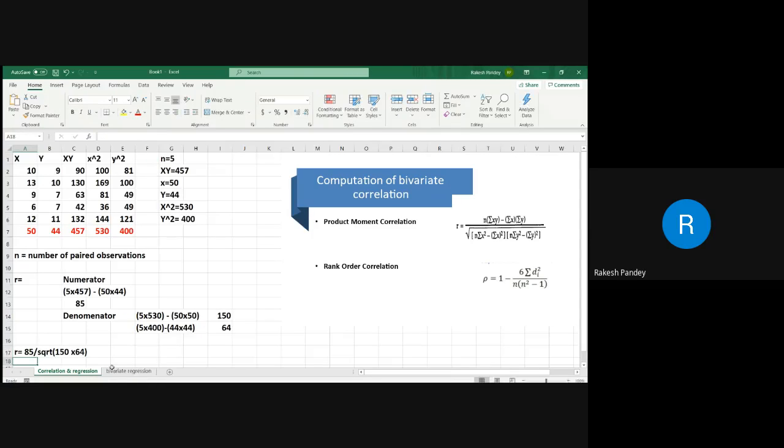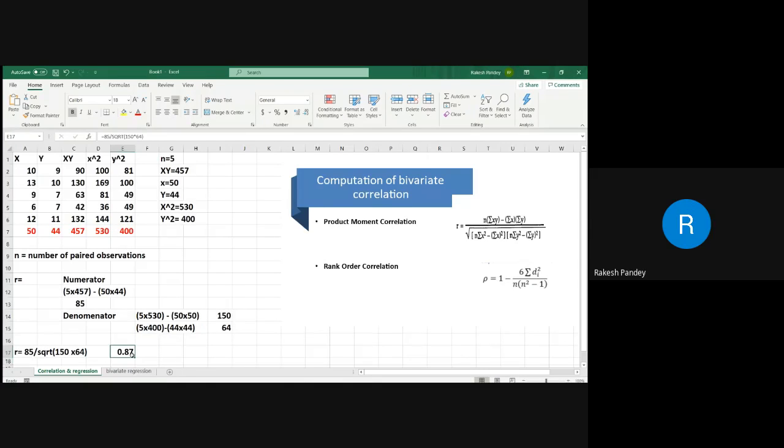And now let us do the computation. So if we do the computation, it will be equal to 85 divided by SQRT, square root of 150 into 64, bracket closed. So this is 0.87.